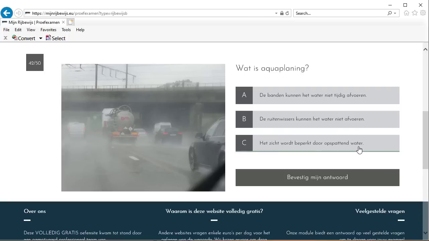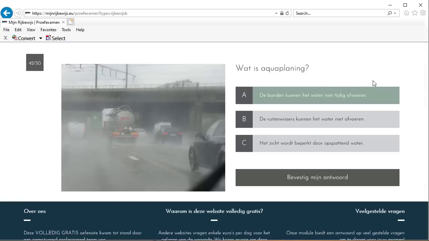The right answer is aquaplaning has to do with tires. It's the tires which cannot actually push away the water. The water gets trapped between the tires and the road, and then the car might slip. So this is aquaplaning.